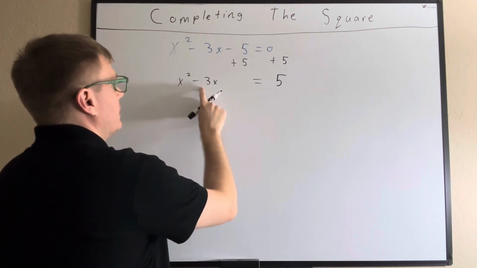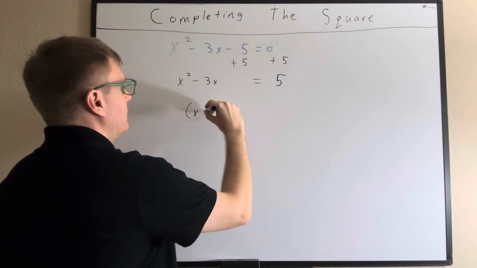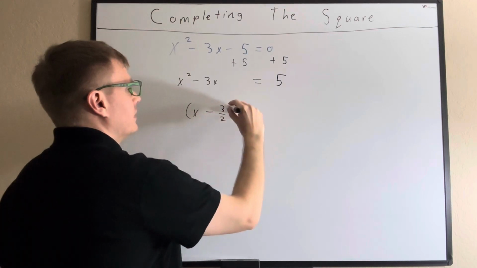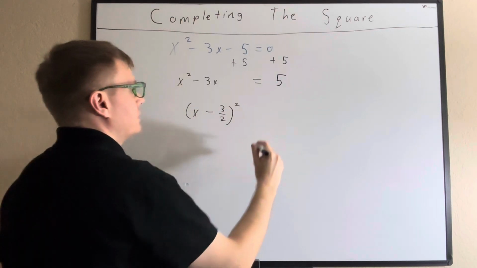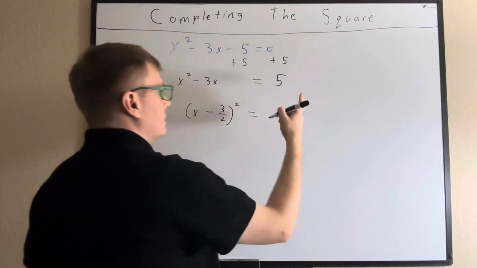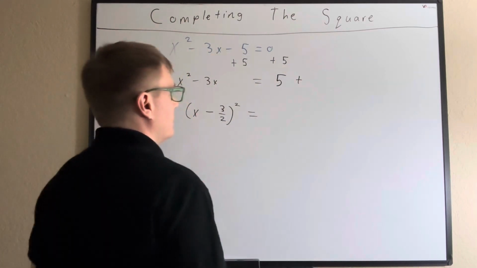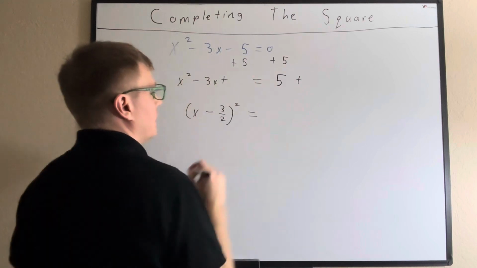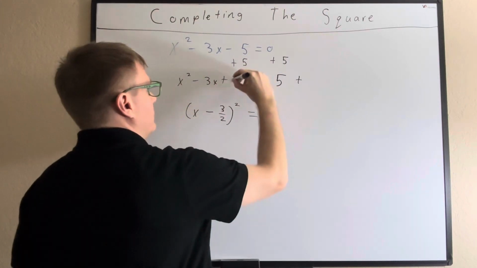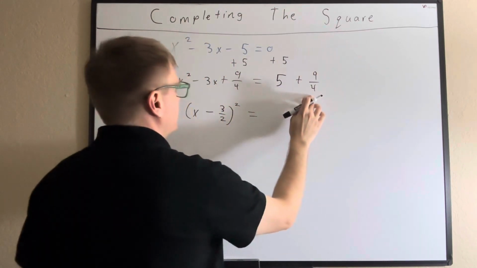Well, b is negative 3, right? So 1/2 of b is going to be negative 1.5. Just 3/2 squared. So 1/2 b squared is what? 3 times 3 is 9, 2 times 2 is 4, 9/4. That's important.